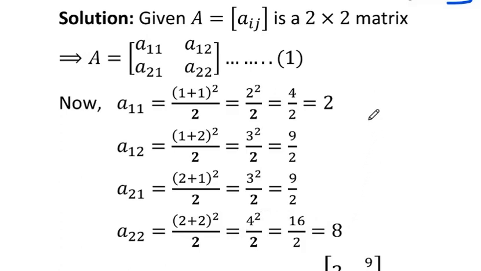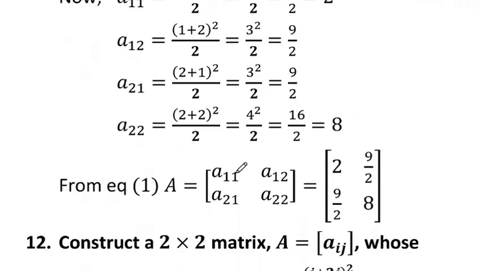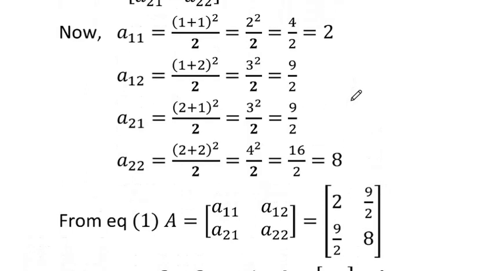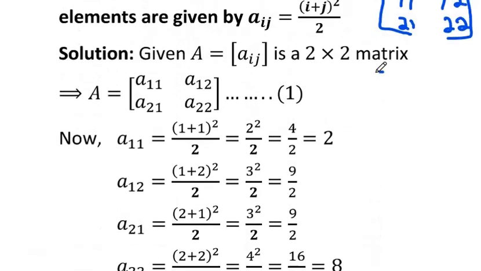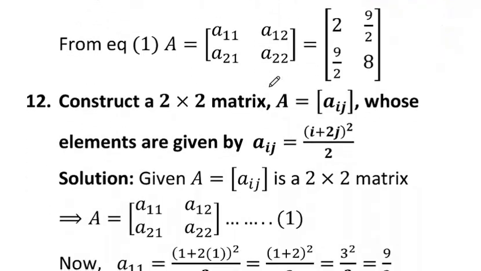It's a very simple question. And finally, you can write the matrix A. The matrix A is equal to A11, A12, A21, A22, and all these elements you know, that is 2, 9 by 2, 9 by 2, 8. And suppose it is a 3 cross 3 matrix, there will be 9 elements, that's all. Generally, this may be asked for 1 or 2 marks.